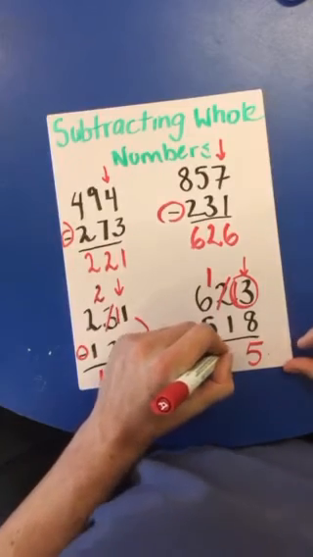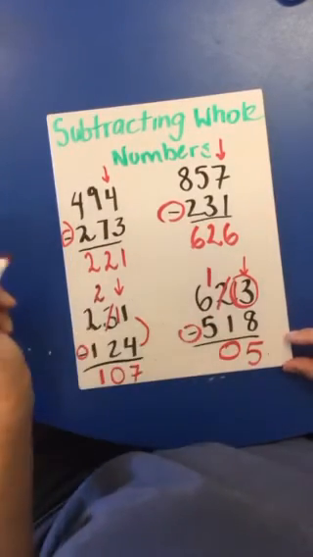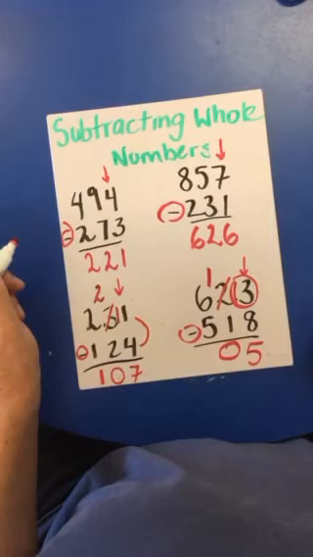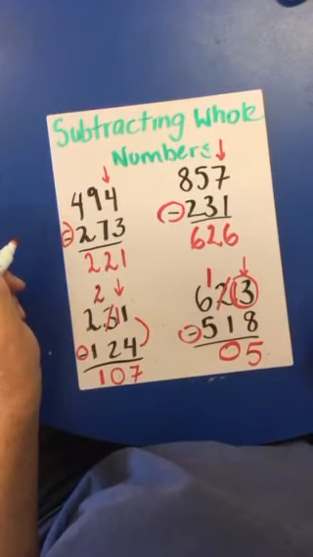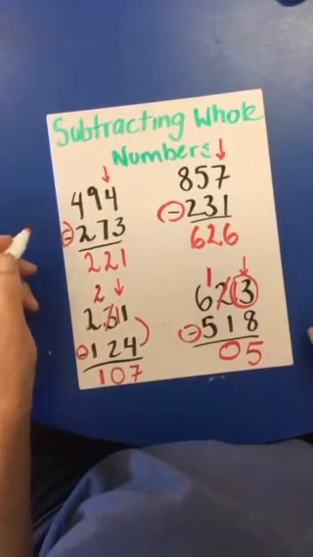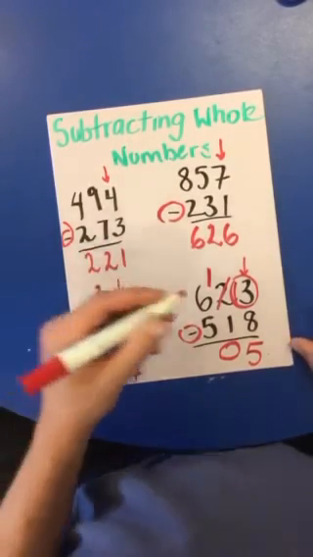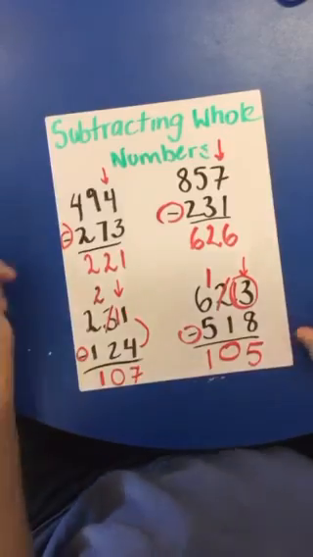1 subtract 1 equals 0. Please don't forget to acknowledge the tens column. We need to make sure that we have a 0 in there. And then 6 subtract 5 equals 1.